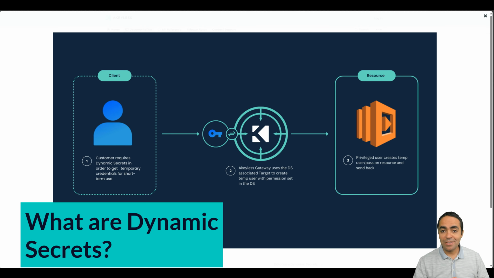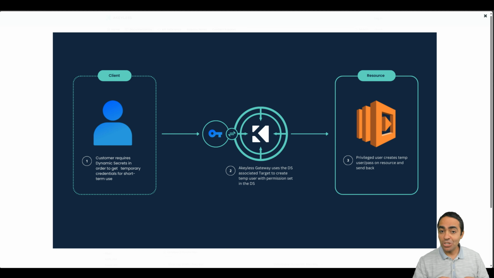Dynamic secrets are secrets that are generated every time they're accessed, using permissions that you've defined in advance. In this way, users can access a resource for a temporary period with a defined set of permissions. What we see on the screen here is a client, and this client needs to access a resource. It could be AWS, Azure, GCP, it could be a database, that you define the actual privileges that this user will get with the associated credentials that they're going to get.